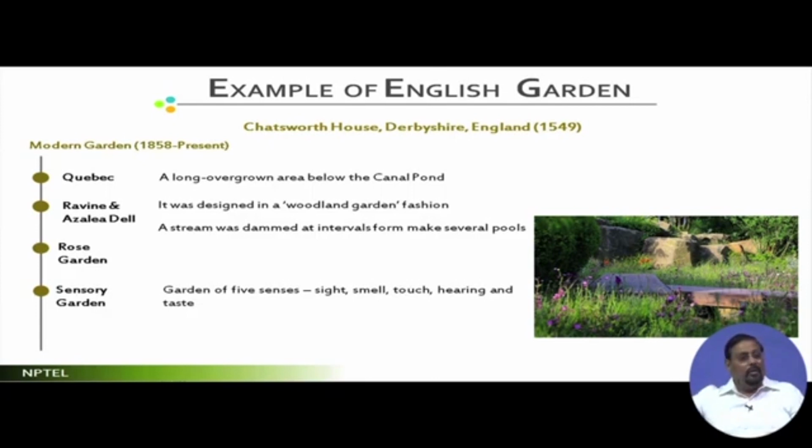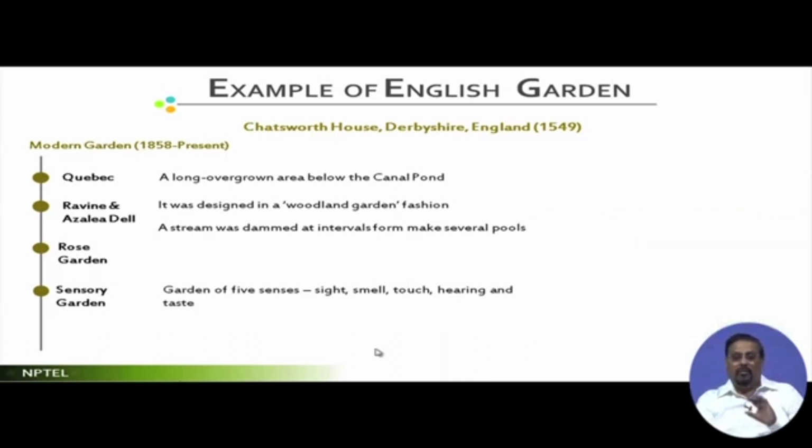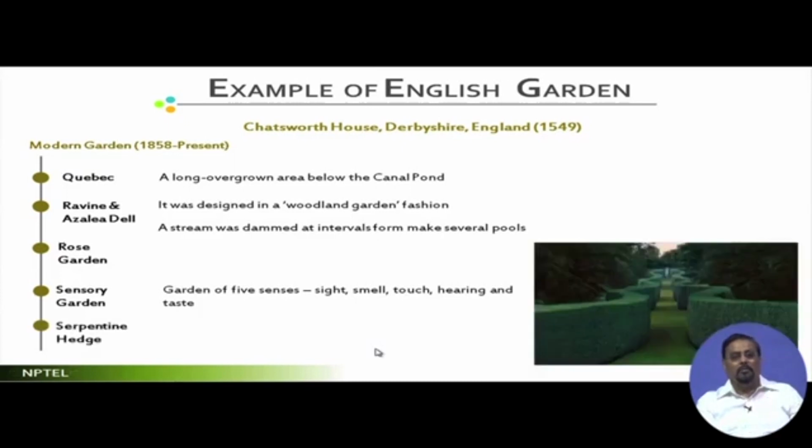In South Delhi we have a place very close to Saket where they have deliberately mentioned a place called Gardens of 5 Senses. So the idea is that you create such kind of ambience. This is, I would say, an emulation of the English gardens. And then serpentine hedges, they created hedges with different kinds of shapes. You have seen the hedges giving the shape of mazes.